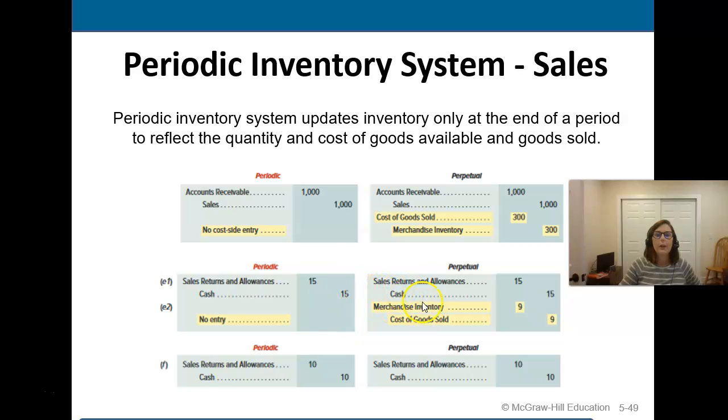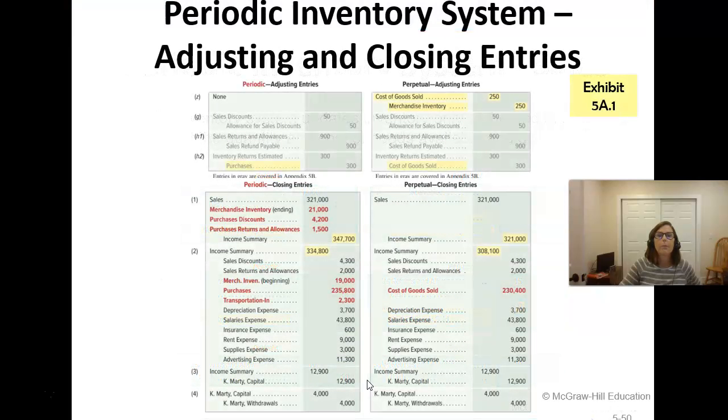So in a return, we don't have to worry about the actual item being returned under the periodic system because we never actually took it out of inventory when we sold it in the first place. We just deal with the transfer of cash back to the customer. And then similarly, when stuff's returned, it looks just the same.